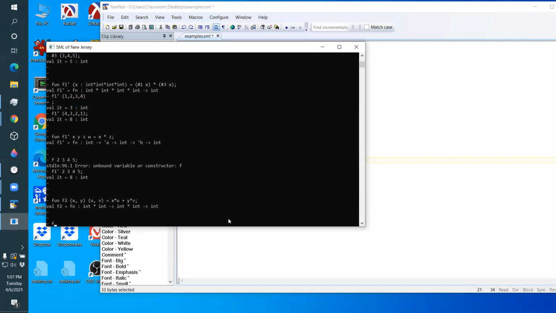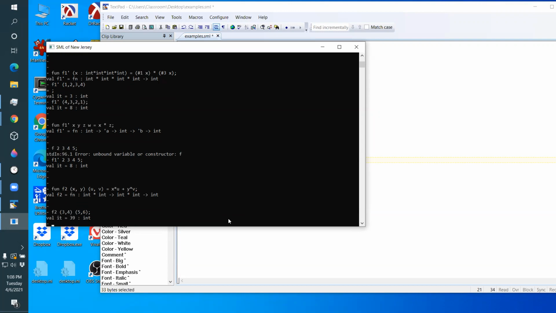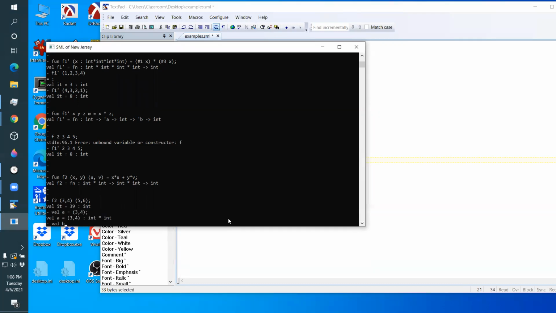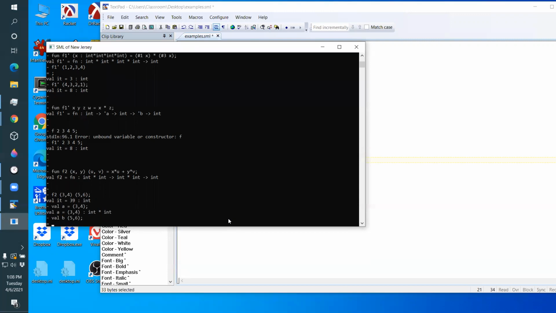Okay, so F2 takes in 3, 4, say, and 5, 6. Okay, now I can give a name A to 3, 4. Then I can give a name B to 5, 6. And then F2 takes in A and B. It only takes in 2 inputs.